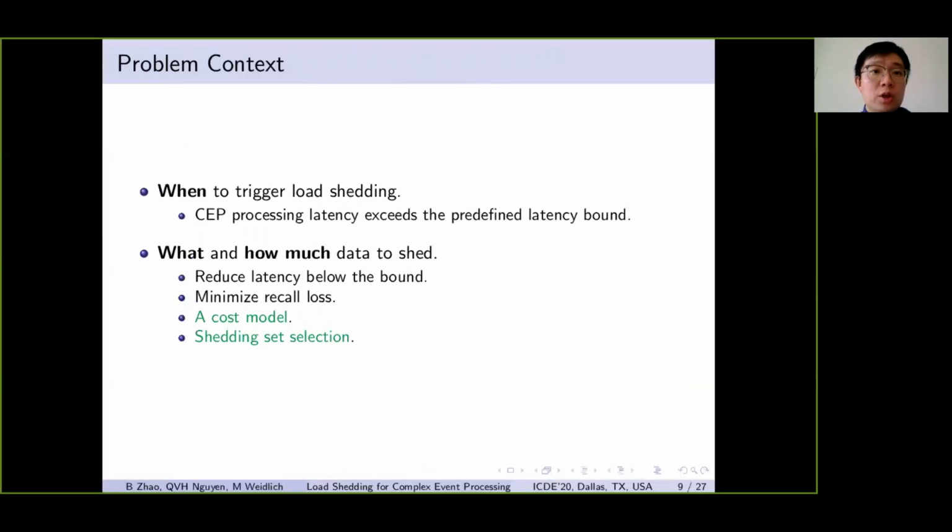To perform the load shedding, we need to solve 3 problems. The first problem is to decide when to trigger the load shedding. This is solved by monitoring the CEP system to check whether the latency is above a predefined latency bound. The second and third problems are what and how much data to discard. This is achieved by a cost model and the shedding set selection algorithm based on that.